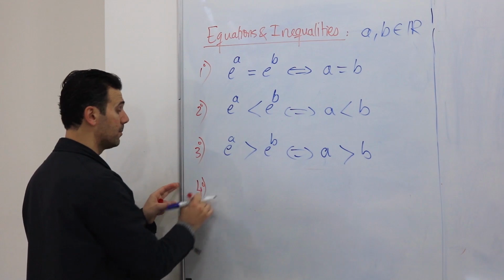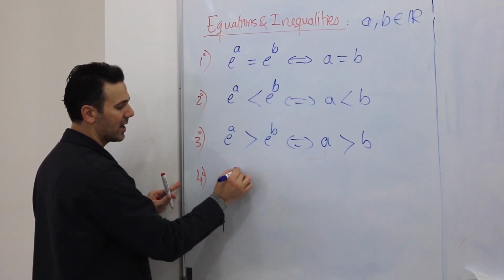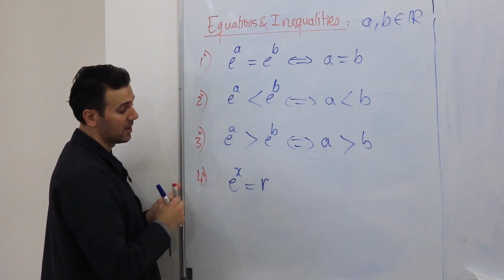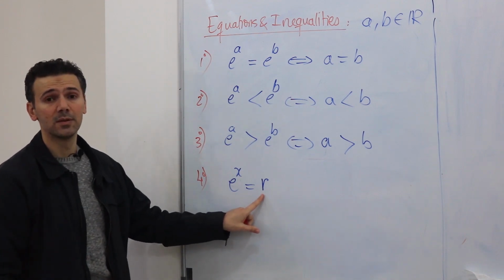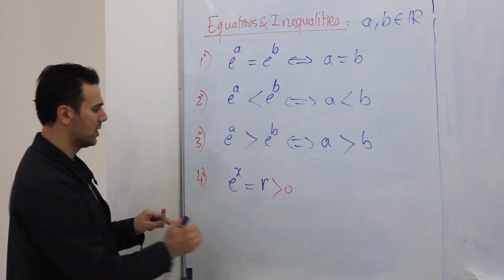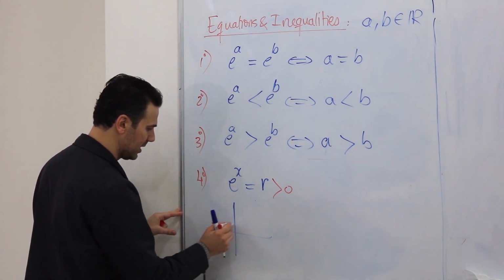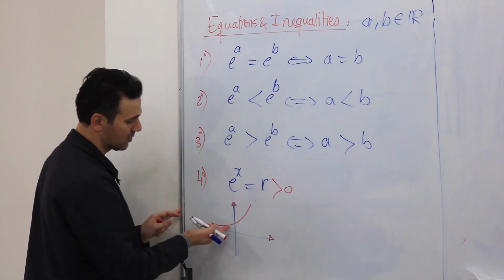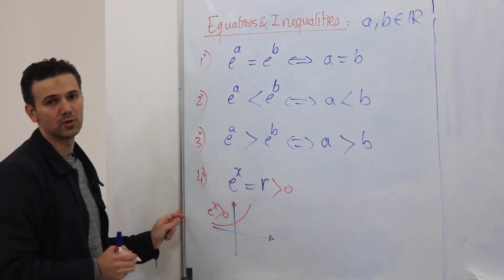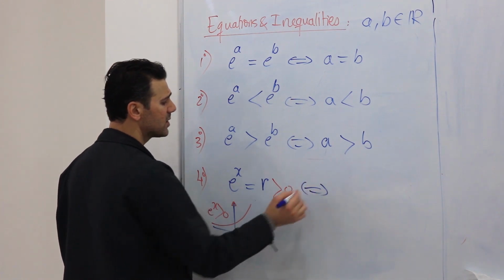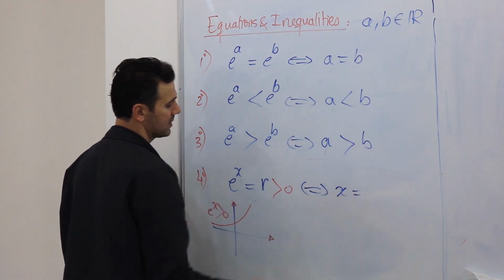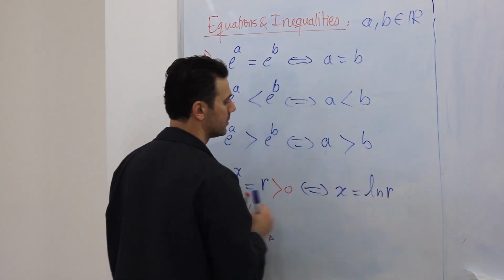The last one, which is the very important one, is if we have e power x equal to, let's say, any constant number, but this number must be positive. Why is it positive? As you know, the graph of e power x, we saw that it is always above the x-axis. So e power x is positive for any x belonging to R. So this is equivalent to say what? If we need x and we know the constant R, this leads to x equals ln R.